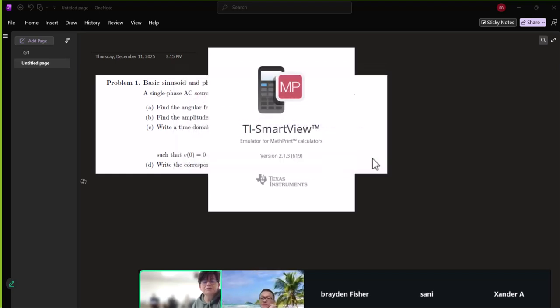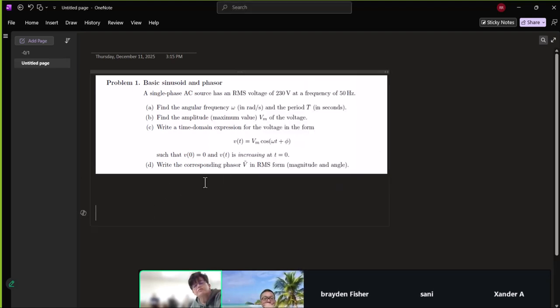This first one, we have a single-phase AC source with an RMS voltage of 230 at a frequency of 50 hertz. Find the angular frequency omega and the period in seconds. Find the amplitude of the voltage and write a time domain equation for the voltage in that form. And then write the corresponding phasor in RMS with magnitude and angle. So this should be reviewed from very early on in the semester.